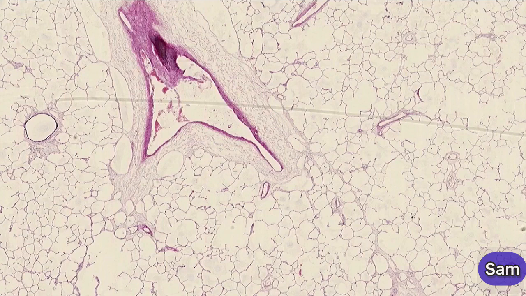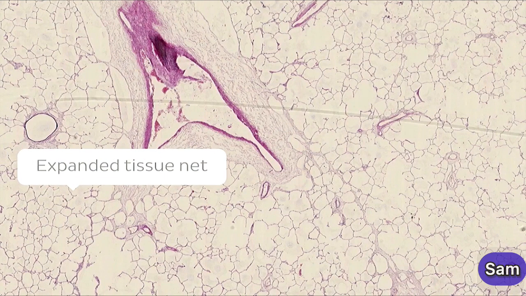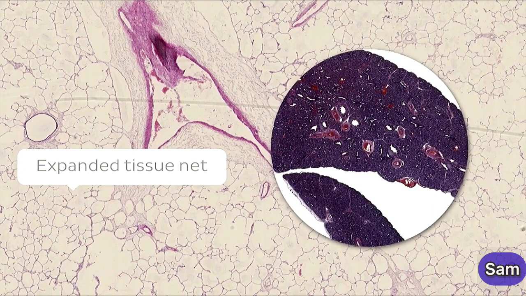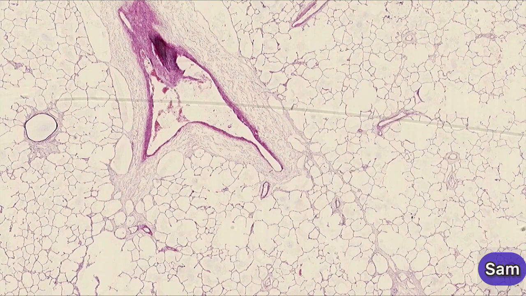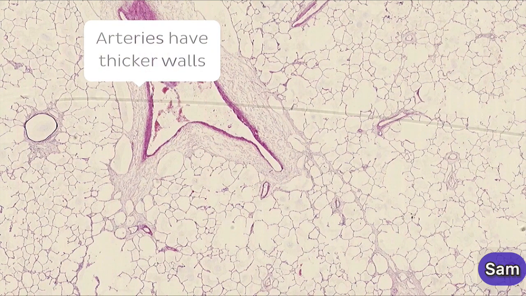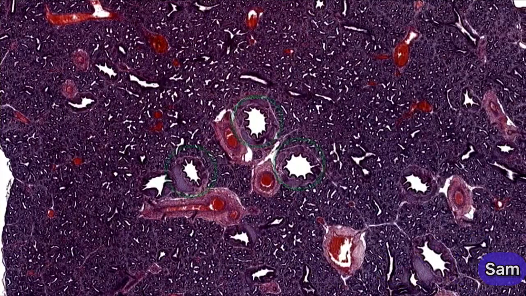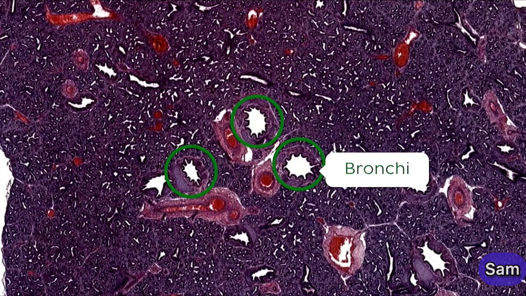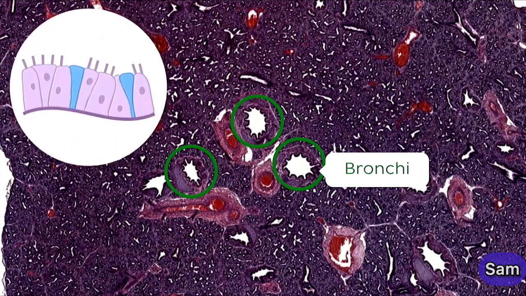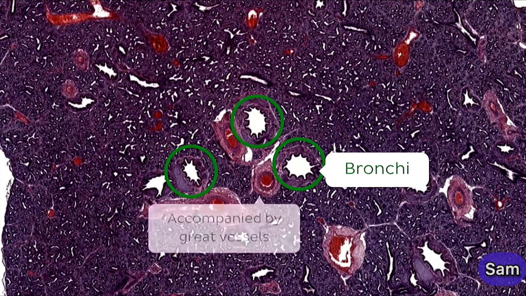And today we talked about how to identify lung tissue by recognizing the alveoli as an expanded tissue net over the slide. And we contrasted this appearance to the appearance of fetal lungs, which have not yet expanded. We also learned to tell arteries from veins apart. And the one thing I do hope you remember from this tutorial is that arteries have thicker walls than veins do. We started exploring the bronchial tree. So within the bronchial tree, we started with the bronchi, which we saw to be supported by strong cartilaginous walls, which were lined by pseudostratified ciliated columnar epithelium. And they were also accompanied by great vessels.